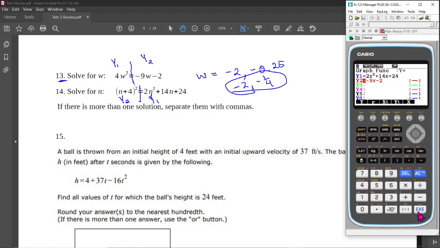So that's my first function, and then for y2, I'll put the other side just as it is: x plus 4, and then I'll square it. Okay, and again, we'll have a red and a blue, and where they intersect, that's what we're looking for.